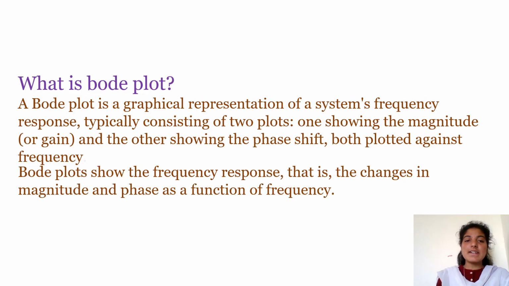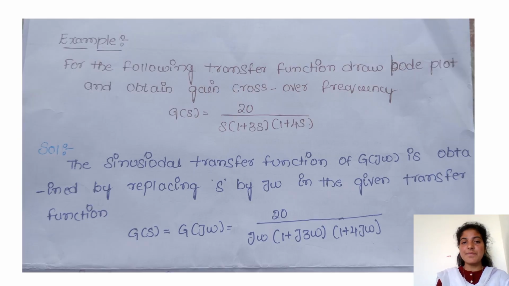A Bode plot is a graphical representation of a system's frequency response. It typically consists of two plots, one showing the magnitude or gain, and the other showing the phase shift, both plotted against frequency. Both plots show the frequency response, that is, the change in magnitude and phase as a function of frequency.